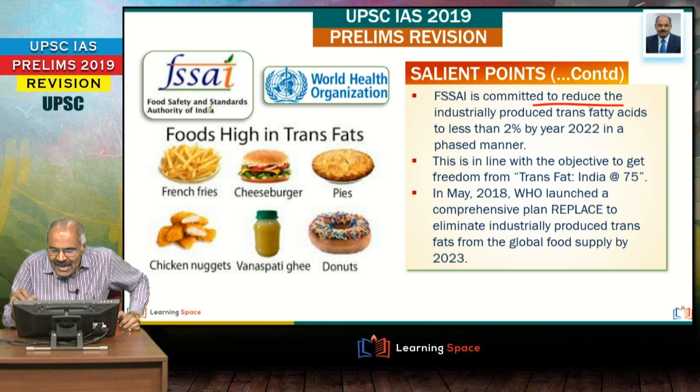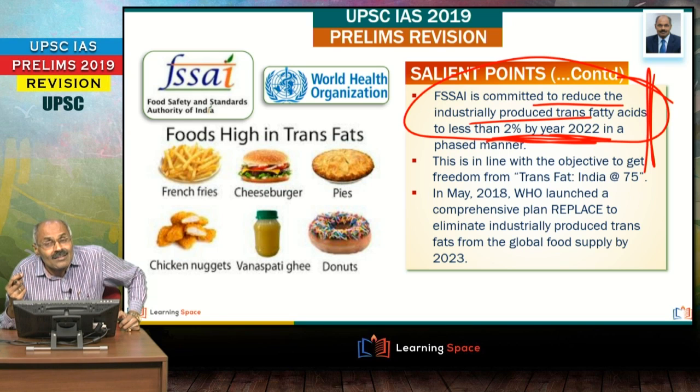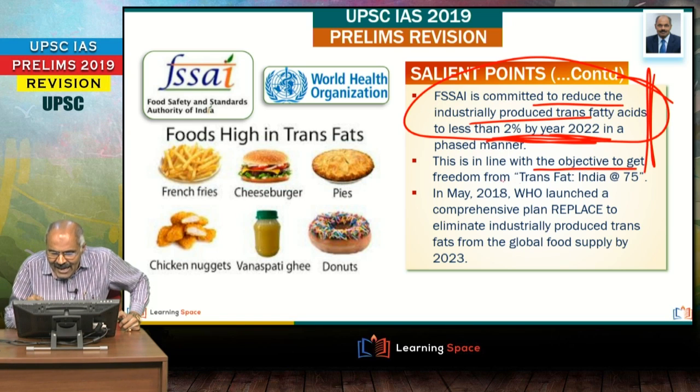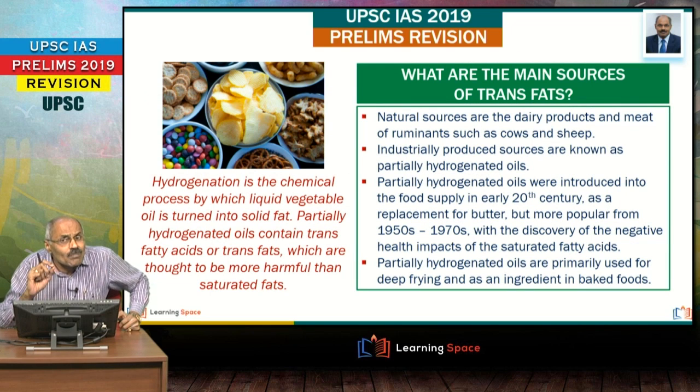And FSSAI is committed to reduce the industrially produced trans fatty acids to less than 2% by the year 2022 in a phased manner, right? So this is in line with the objective to get freedom from trans fat, India at 75, right? And Replace strategy by 2023 and this strategy by 2022. And please don't forget, from your examination perspective, 3-4 important points I would like to tell you.